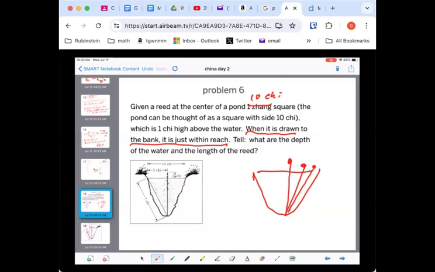And they tell us that when I bring it all the way to the end, it's now just within reach, meaning it's basically the tip of the reed is on the edge. So this is like a physics thing. You can convince yourself of this. You can take your pencil and tilt it to the right.